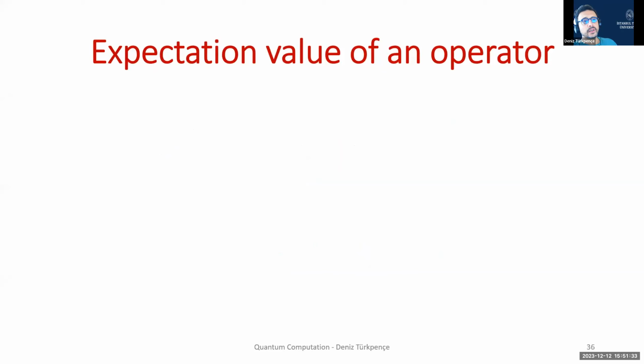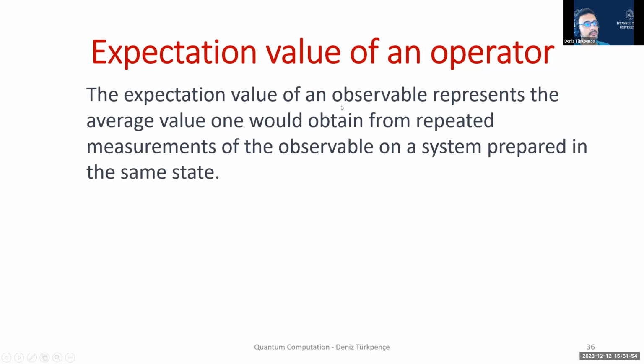Okay, now let's proceed with the expectation value of an operator. The term expectation value comes from statistics, in fact, and just like in statistics, we should be able to take some results from many experiments in quantum computation. So the expectation value of an observable represents the average value one would obtain from repeated measurements of the observable on a system prepared in the same state.